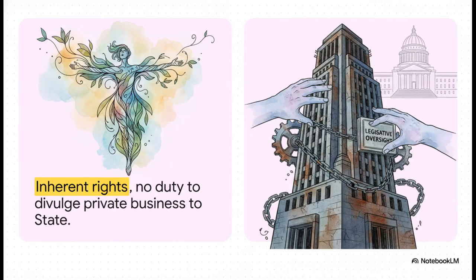An individual has inherent constitutional rights that exist long before the state was ever organized, right? An individual owes no duty to divulge their private business to the government. But a corporation? The court basically defined the corporation as a creature of the state. It's presumed to be incorporated for the benefit of the public, it receives special privileges, and therefore it is subject to a reserved right of the legislature to investigate whether it's actually abusing those state-granted privileges. Because of this legislative oversight, a corporation simply cannot refuse to show its hand.